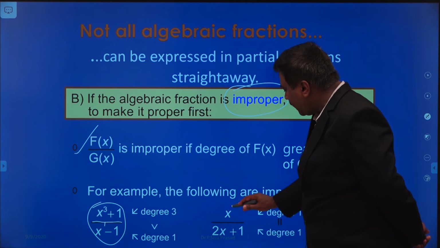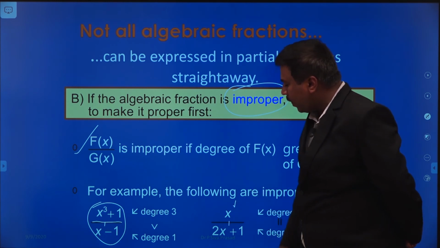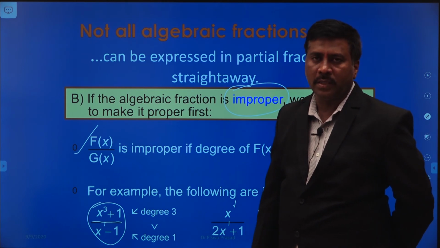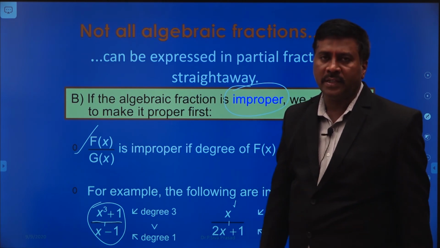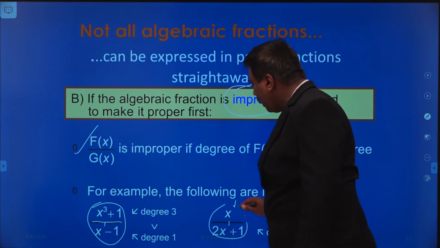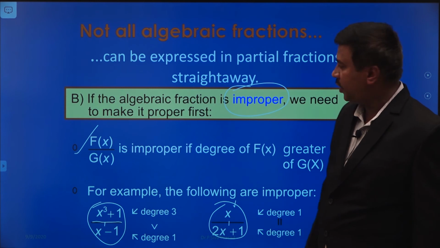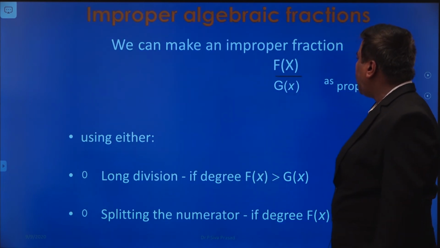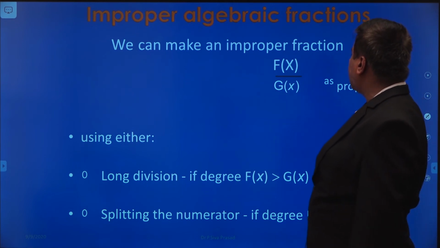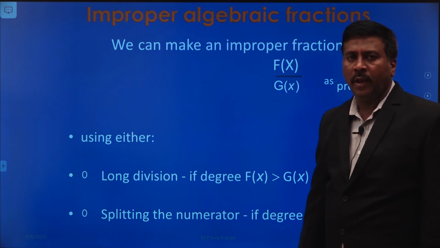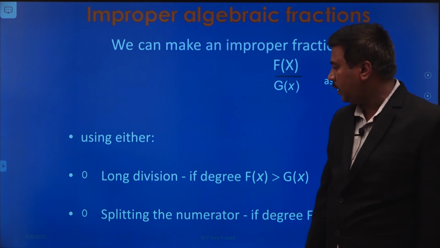Suppose the powers are the same also, like x by 2x plus 1, the powers are the same, then honestly the problem is to be considered an improper fraction. Such a type of problem comes in type 1, which we already evaluated. Now, you can make an improper fraction, f of x by g of x, into a proper one. So first of all, before resolving it into partial fractions, you have to make it a proper fraction only.